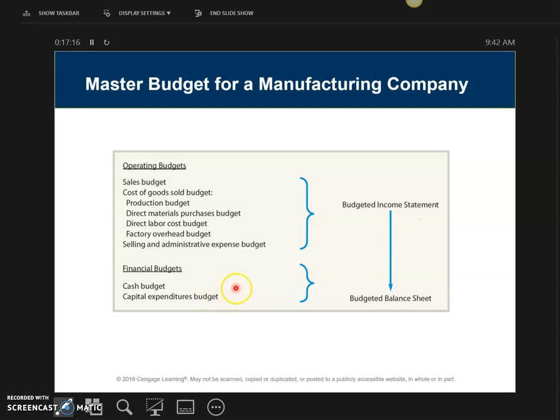The cash budget and the capital expenditures budget will make up the budgeted balance sheet. Capital expenditures is when you set aside money to purchase large pieces of equipment or large expenditures. So if you can see, there are multiple budgets in the master budget. You're going to count all of these plus the financial statements over here.